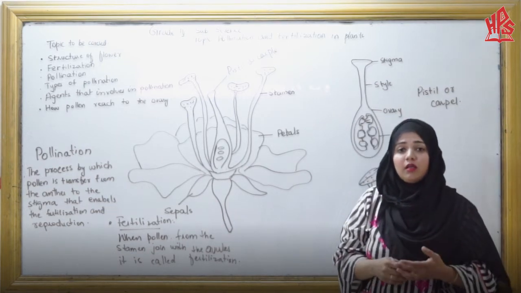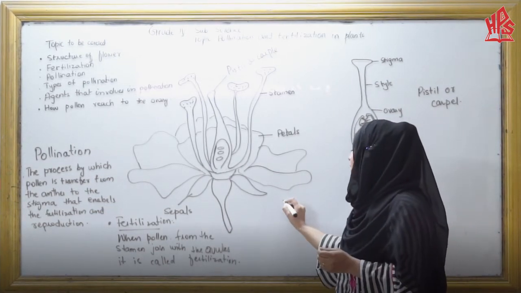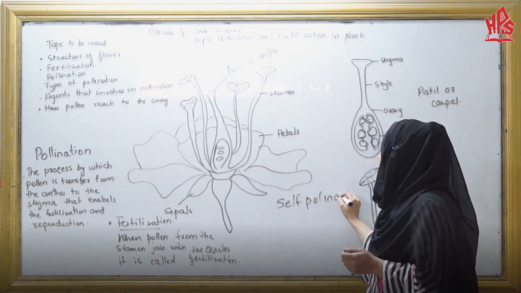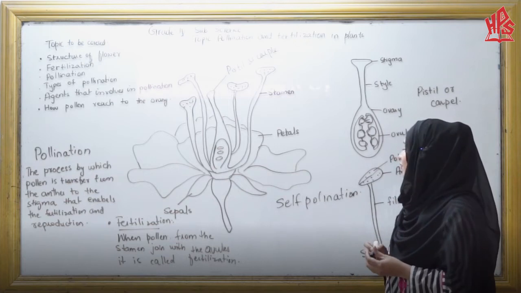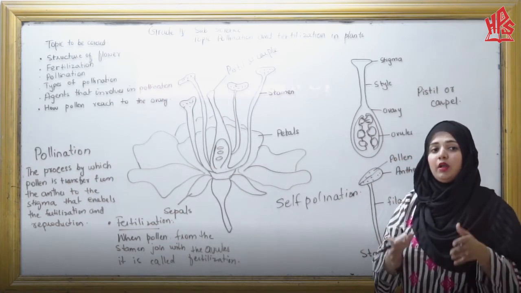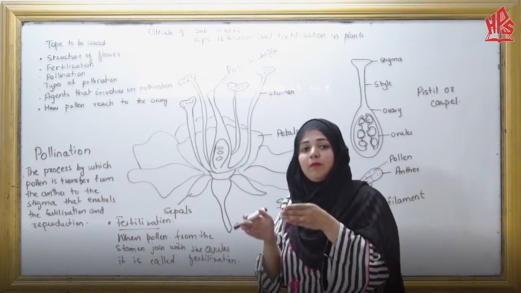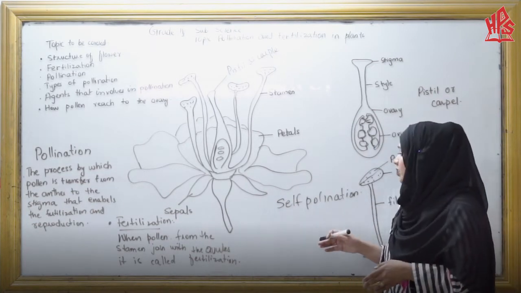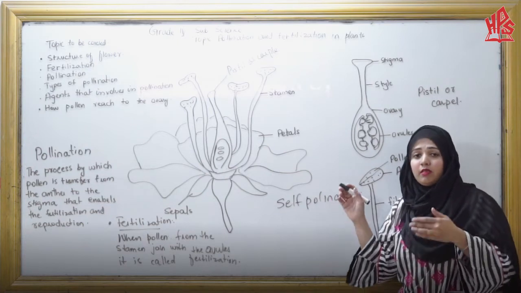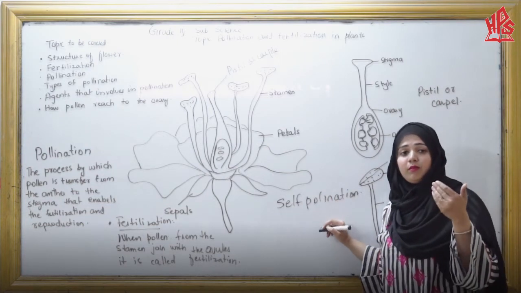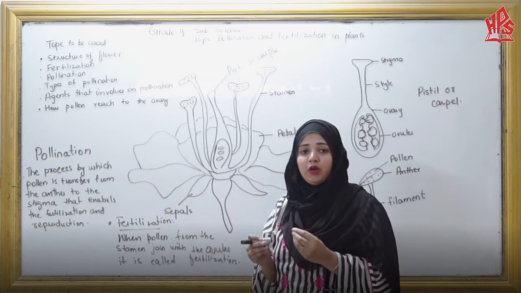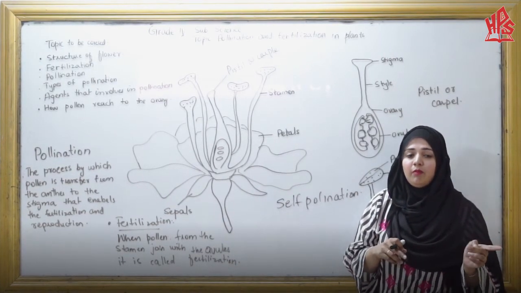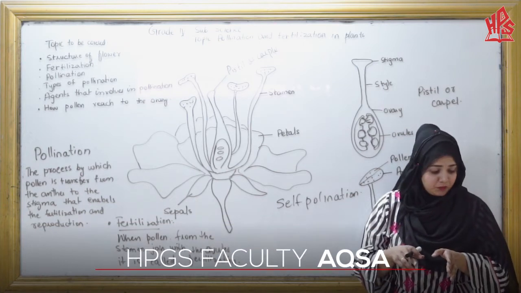First is self-pollination, and the other one is cross-pollination. In self-pollination, when the pollen moves to the stigma of the same flower, it is called self-pollination, and when the pollen of a flower moves to another flower of the same kind, it is called cross-pollination.